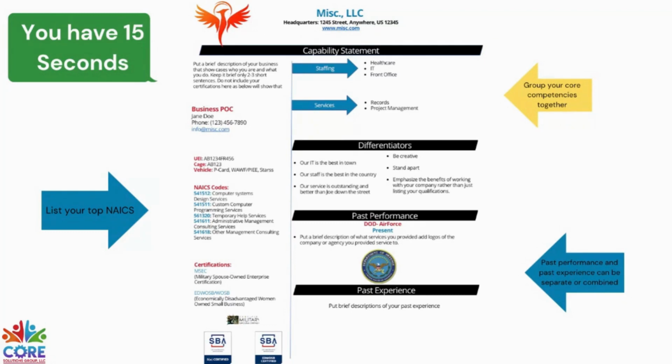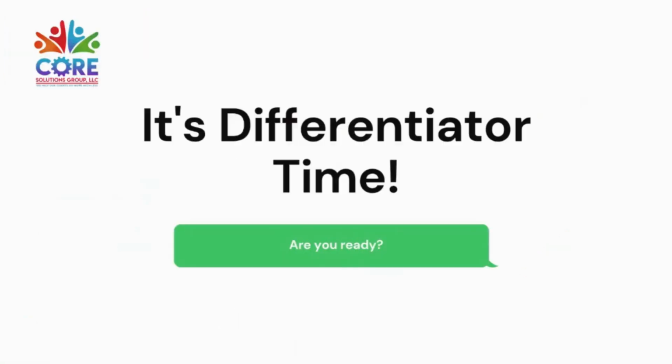Past performance, you put a brief description. So you have two different things in here. You see I have past performance and past experience. And so for companies that don't have any past performance yet, you can still utilize your past experience. You just change it up a little bit and put brief descriptions in there until you're able to add that past performance. This is just a general overview of that.